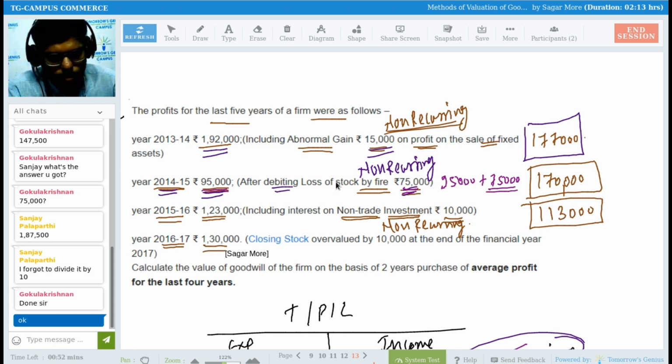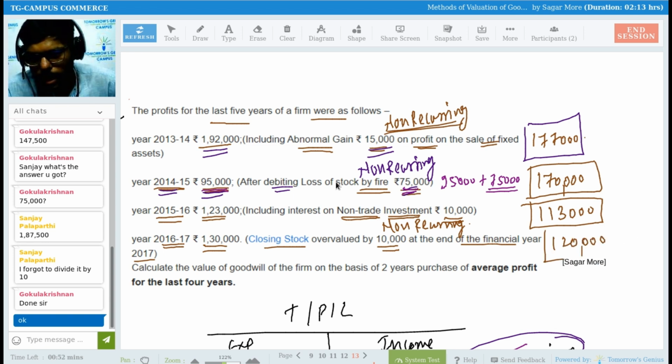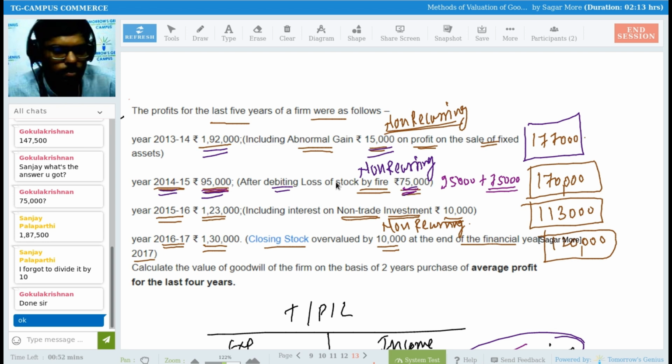Then, sir, now 16-17. In 16-17, 1,30,000 is the profit given. The closing stock is overvalued by 10,000 at the end of the financial year 2017. Sir, when you recorded the closing stock of 2017, the closing stock is more by 10,000, so it is wrong. It means your profit is more by 10,000. So what do I need to do? I need to subtract, simple. 130 minus 10, 1,20,000. Absolutely correct, right, Sanjay?